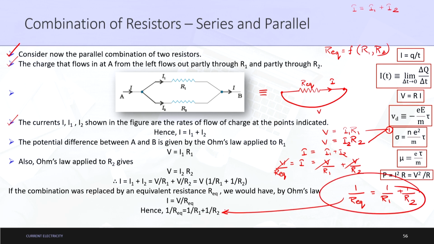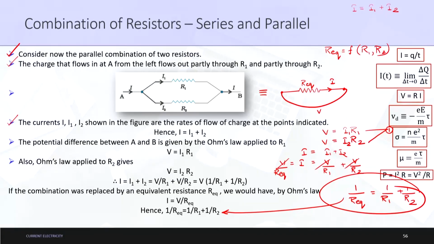So when resistors are in series, it is a simple addition, and if the resistors are in parallel, then 1 by R equivalent is equal to 1 by R1 plus 1 by R2 plus dot dot dot till 1 by Rn. That is the complete formulation for resistors in series and parallel. Let me iterate what is written here. Ohm's law applied to R2 gives V is equal to I2 R2. Therefore I is equal to I1 plus I2, which gives V into 1 by R1 plus V into 1 by R2.